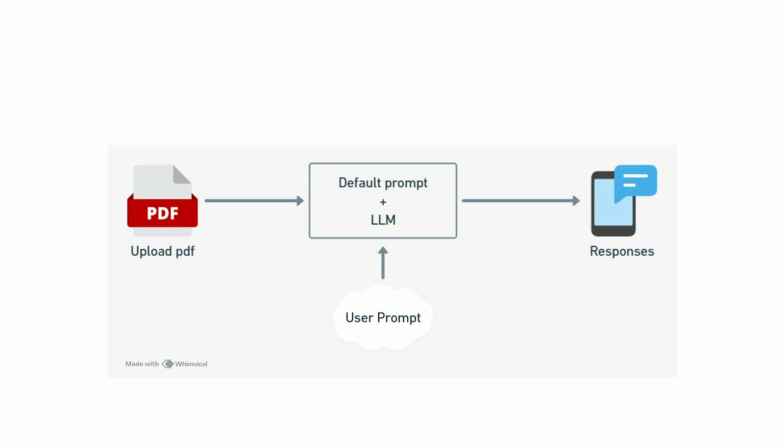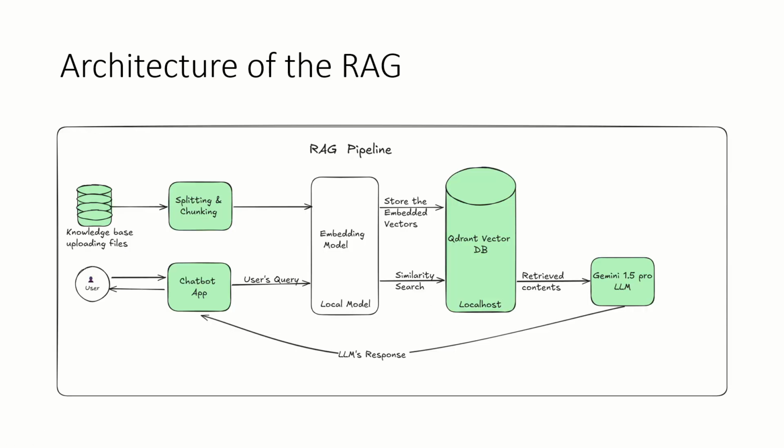So this is the overall process. Whenever the user uploads a PDF, with the default prompt and retrieval augmented generation, the system will respond. That response will be given to the user and displayed. The architecture of this RAG pipeline is like this.